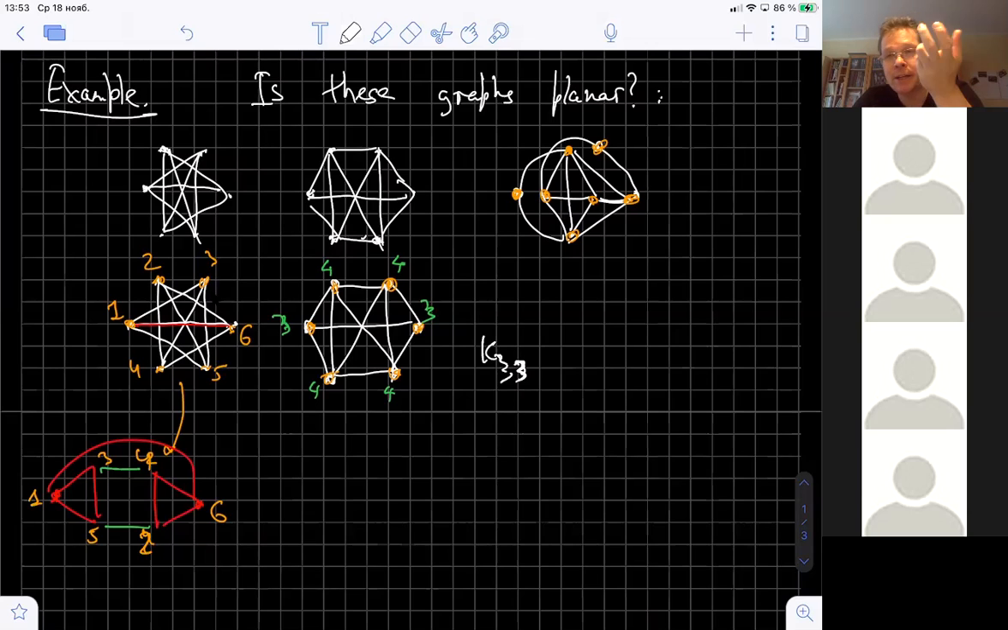But we can lose some edges, because we have additional edges. In graph K3,3, all vertices have degree 3. Here we have 4 vertices of degree 4. So for example, if we cut 2 edges out, then we'll have the graph K3,3 exactly. Okay.